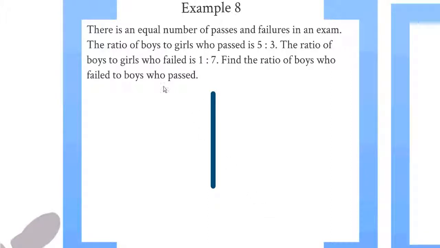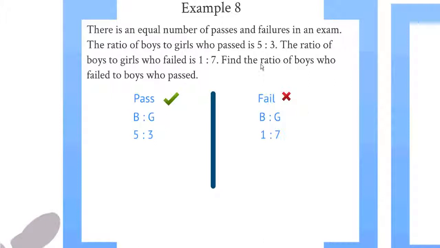We naturally would want to start by drawing two columns, one column to represent pass and the other column for fail. So for every unit of pass, we will have a check mark. For every unit of fail, there will be a cross. We want to write down the ratio of boy to girl who failed and boy to girl who passed. So the boy to girl ratio who passed is 5 to 3. So there, under pass, 5 to 3, boy to girl. And the ratio of boys to girls who failed is 1 to 7.